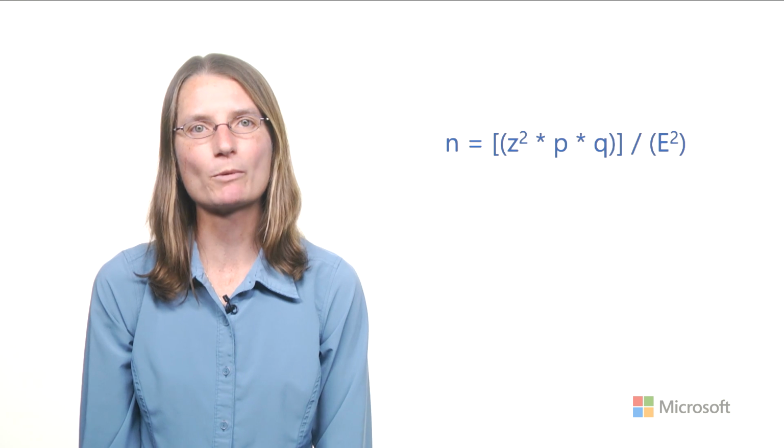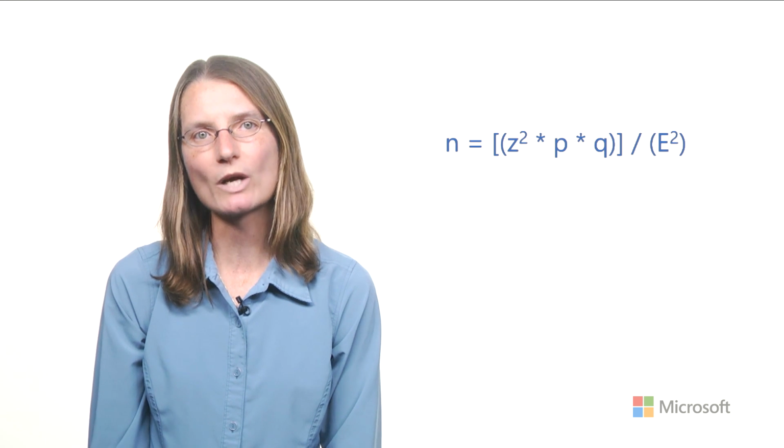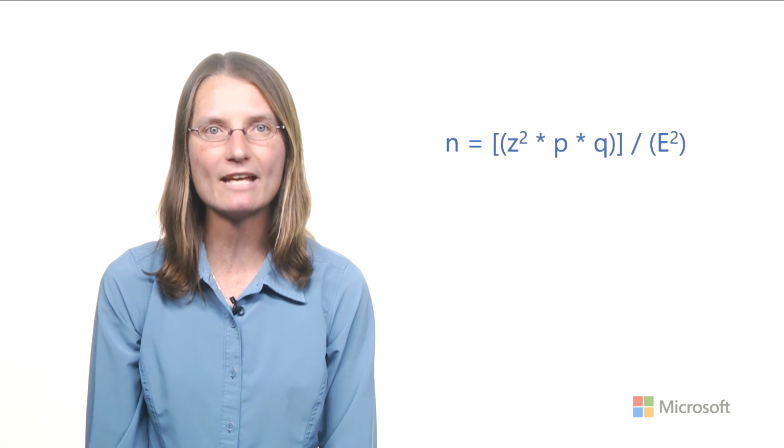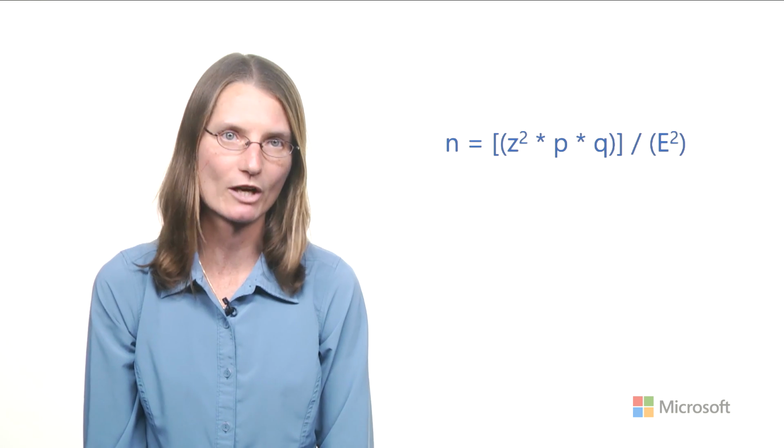But if you want to be within 10 miles, this number increases to 184. The more precise you want to be, the larger the sample needs to be. Here's how this works for proportions. You multiply the square of the critical value by P and Q and divide by the error squared.